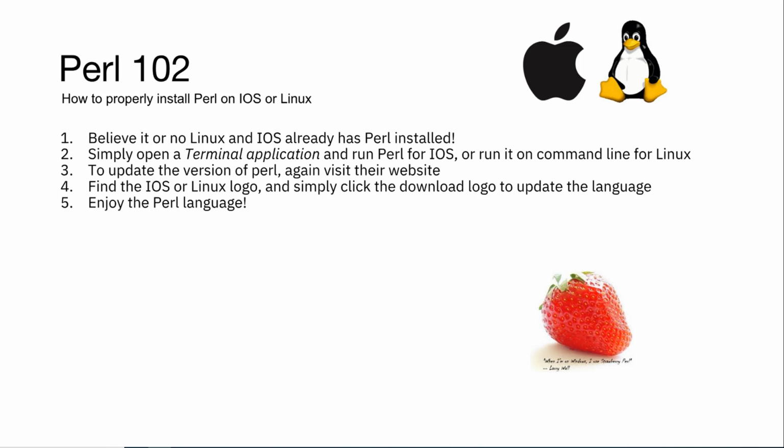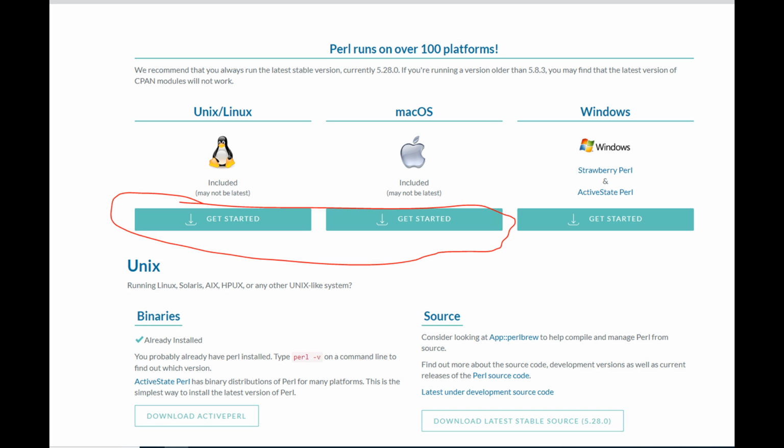For iOS and Linux users, it is even easier. Believe it or not, you actually have it installed on your computer already. All you have to do is open the terminal application and run Perl for iOS, or run it on the command line for Linux. To update the version of Perl, go to the website again, click the Download tab, and find the respective iOS tab or the Linux tab. Download the setup program and install the newest version and enjoy.